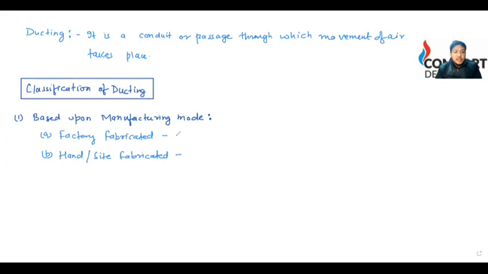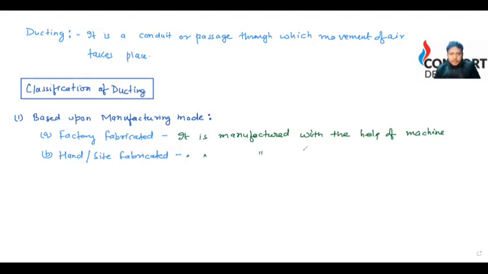The difference between these two is that factory fabricated is manufactured with the help of machine, and hand fabricated is manufactured by a duct foreman at site. Meaning at the site, a person goes and manually cuts the sheet and bends the sheet to just produce the ducting. Okay, so this is the first classification of ducting.